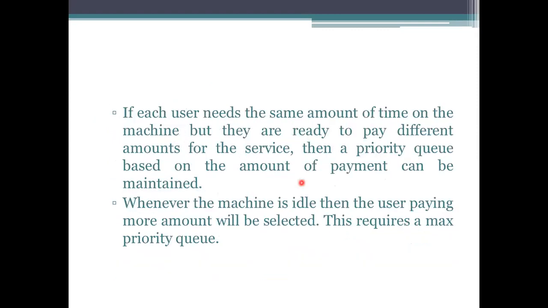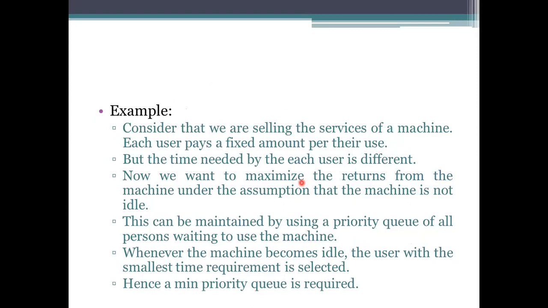Consider this example of machines. In a priority queue, we need to decide on which basis to provide the priority. We need to consider the services provided by the machine. You use some services as a user, and you pay a fixed amount for that use, like paying while using the systems at an internet cafe. The systems you use will have some fixed rates.